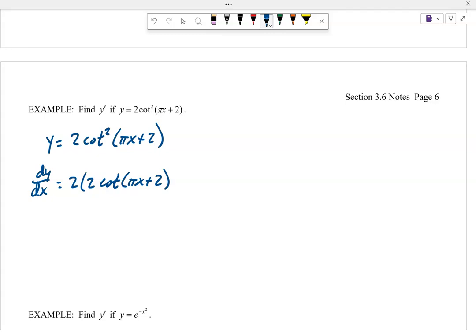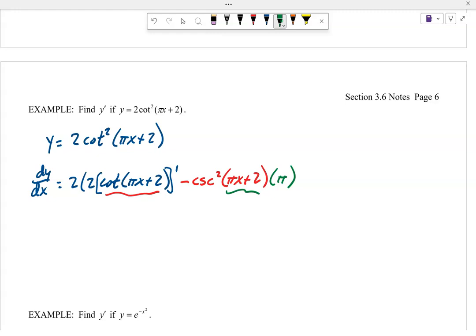And then we'll take the derivative of cotangent. All right, so this is to the first power. Now what's the derivative of the cotangent? I look it up and I say, okay, that's negative cosecant squared. But then I got to take the derivative of that pi x plus 2, which is just a pi.